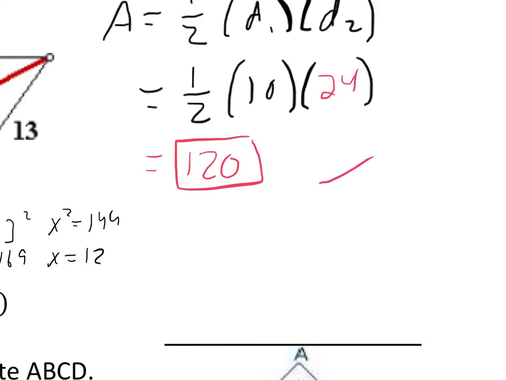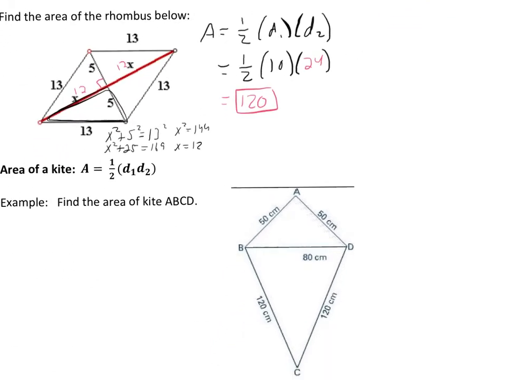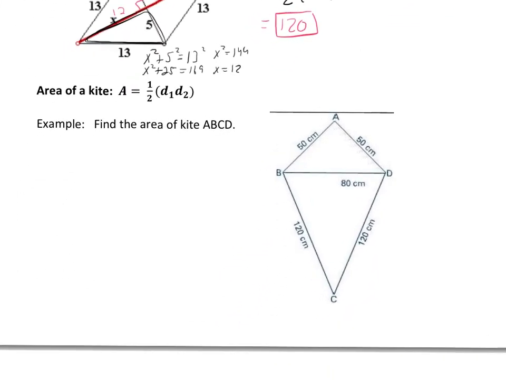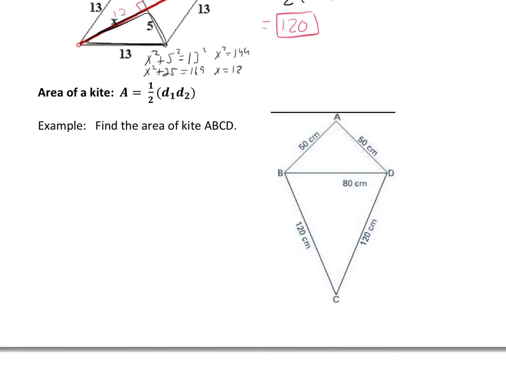Now let's look at a kite. Notice that the formula for the area of a kite is the same. So what we need is the length of two diagonals. Now we have the length of one diagonal, and that is 80, but we do not know the other.